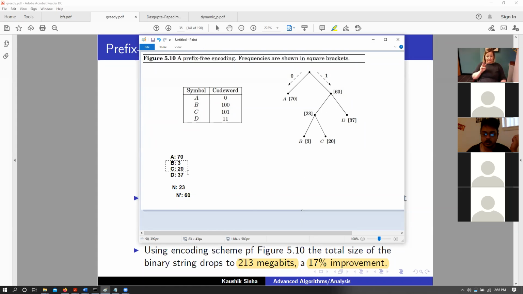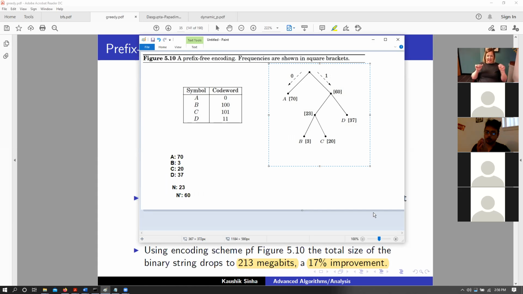So now we overlook B, C, D, and N, and we're only looking at 70 and 60 for A and N prime. So we combine those two to finally get the entire tree that we have here. So we start off with a bottom-up approach. We keep on combining nodes that have the minimum frequency. And once we are done, we keep on and remove those nodes from consideration. We only use those root nodes to keep on combining back.